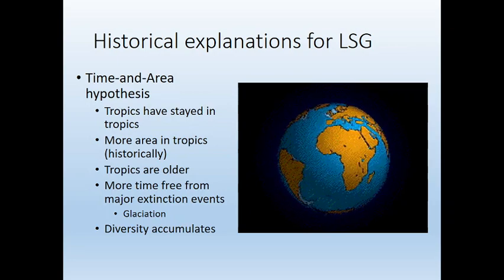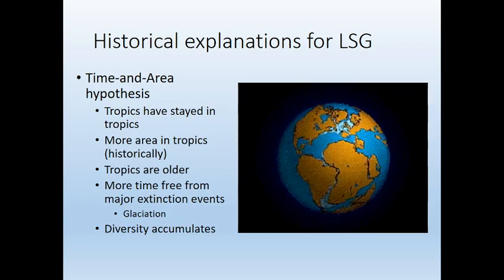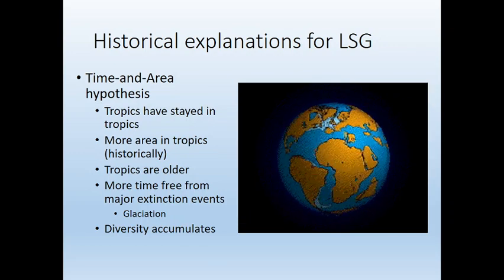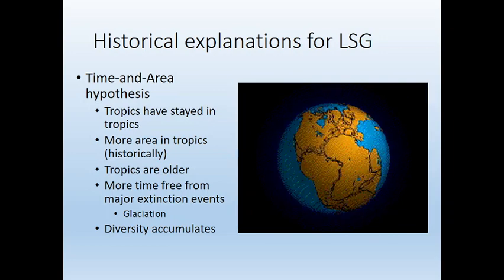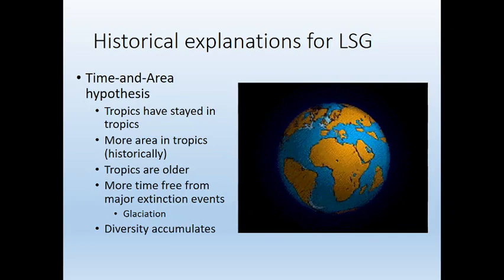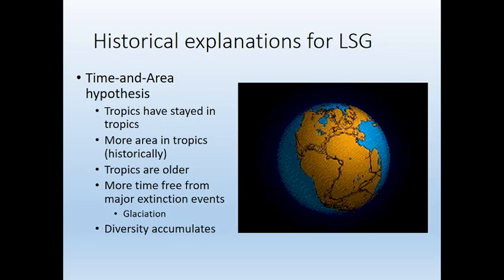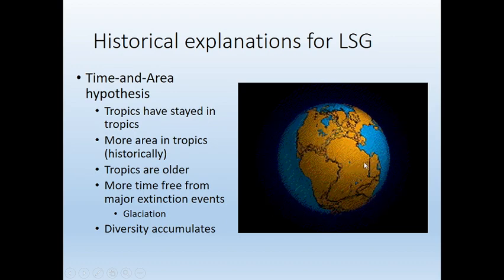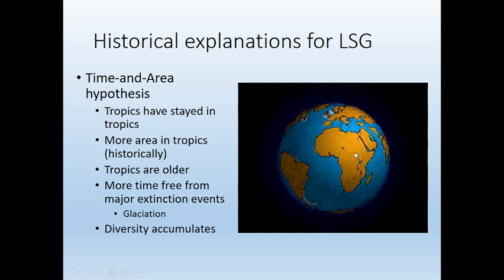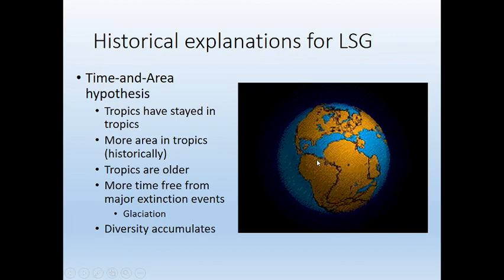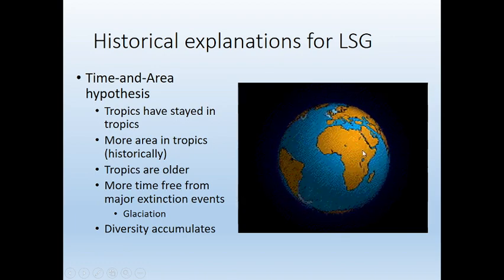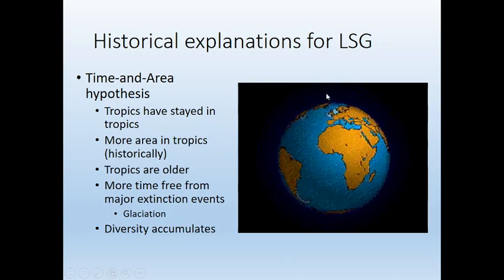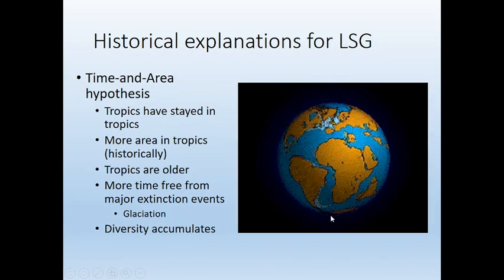There's another set of hypotheses that has to do with time and area. This has to do with how the continents have been moving over hundreds of millions of years. So go back to Pangea times, right? And what we have here is, think of these two big tropical areas, South America and the middle part of Africa. Well, what if you look at this? This is the North Pole, right? This is the South Pole.